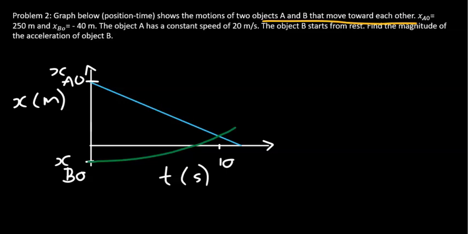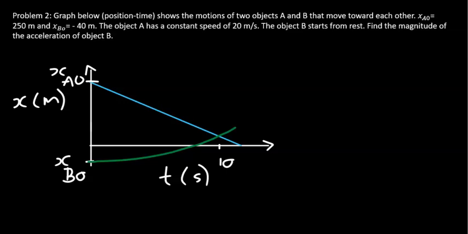So the initial coordinate of object A is 250 meters. So that is this point right there. And the initial position of object B is minus 40 meters. And that is this position right there. A has a constant speed of 20 meters per second, as represented by this straight line. Object B starts from rest. Find the magnitude of the acceleration of object B.